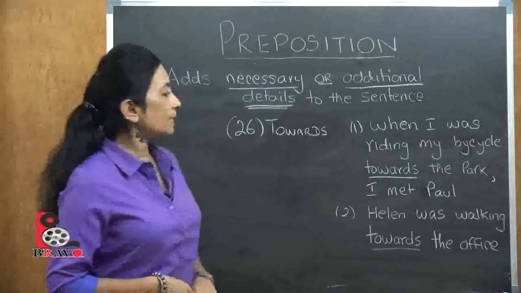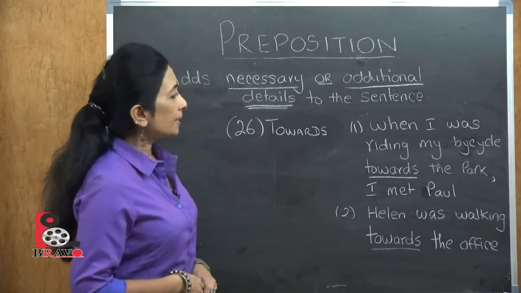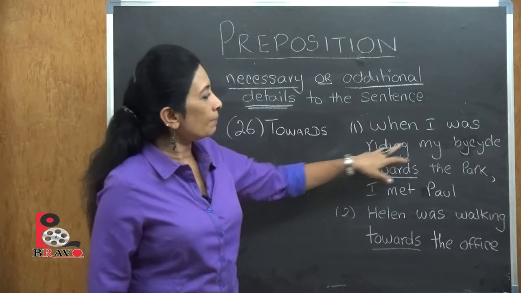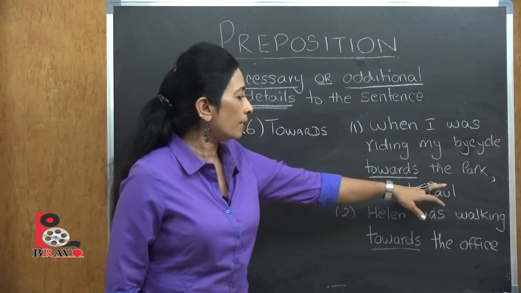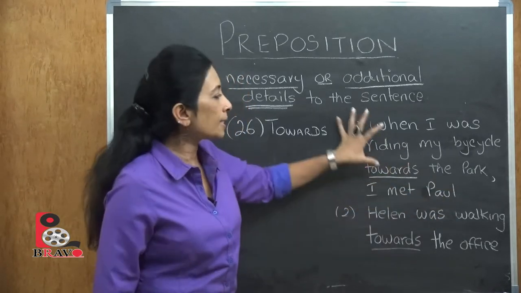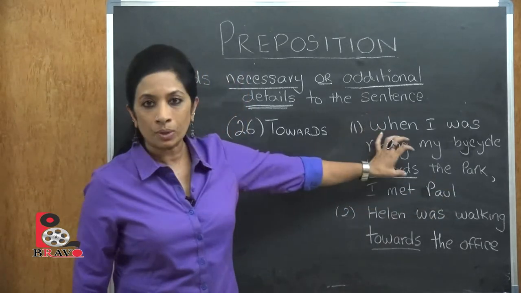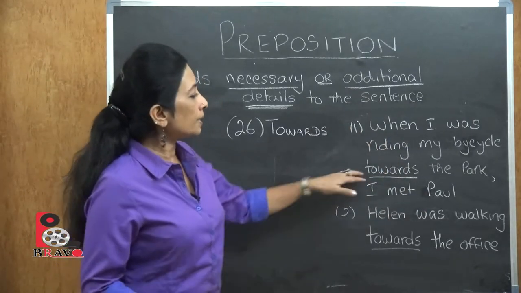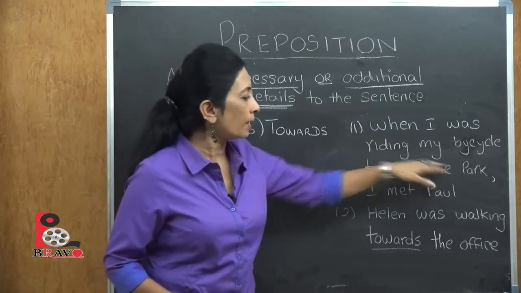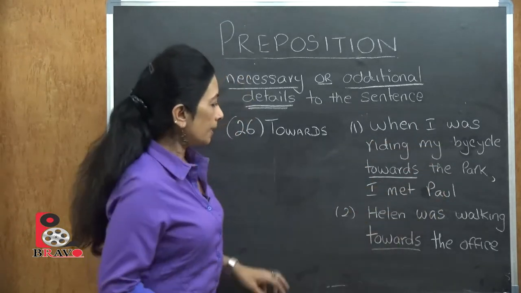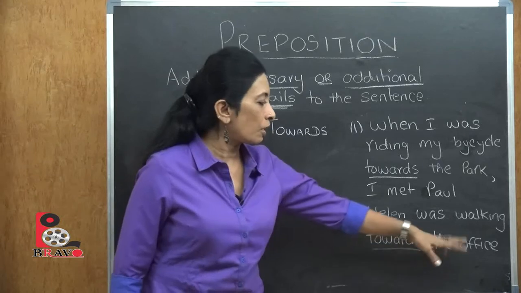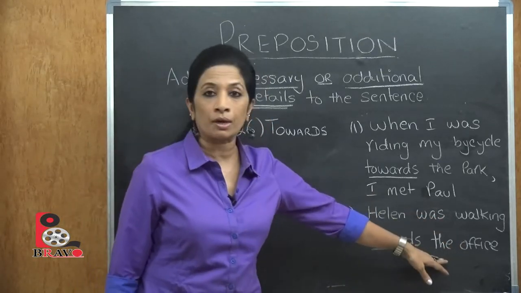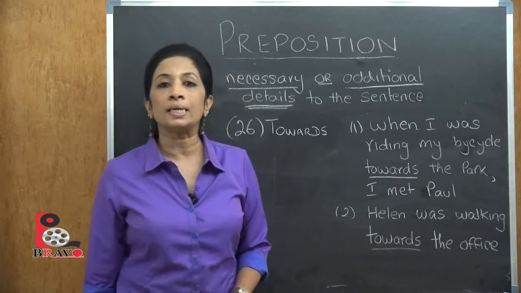Okay, number 26 is towards, and the couple of examples that we have chosen are, the first one is, when I was riding my bicycle towards the park, I met Paul. So you can see there are two actions happening. He rode his bike, he met Paul at the park, but the incorporated word is towards, because he went towards the park where he met Paul. Second one is, Helen was walking towards the office. Her action is walking, and she's going to the office. So the incorporated word here is towards.